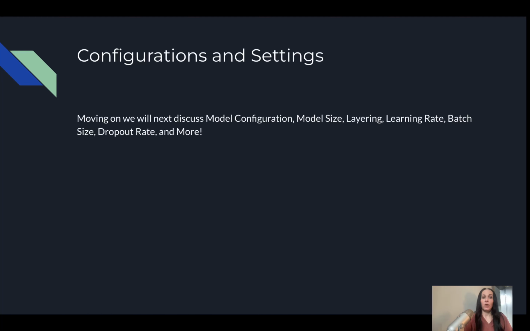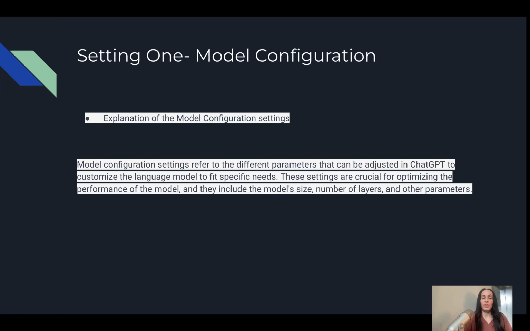Okay, now we're going to go on to discuss model configuration, model size, layering, learning rate, batch size, dropout rate, and more. So, model configuration settings refer to the different parameters that can be adjusted in ChatGPT to customize the language model to fit your specific needs. These settings are crucial for optimizing the performance of the model, and they include the model's size, number of layers, and other parameters.